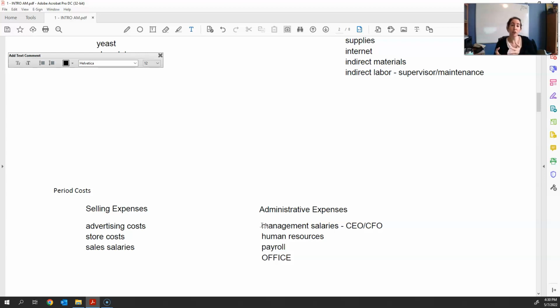So if you have depreciation on the store, it's going to be a period cost. You have depreciation on the factory, it's going to be factory overhead. You have depreciation on the headquarters, it's going to be administrative expense. So it's all about where these costs arise as to how we categorize them.